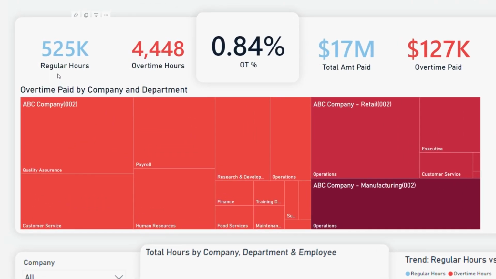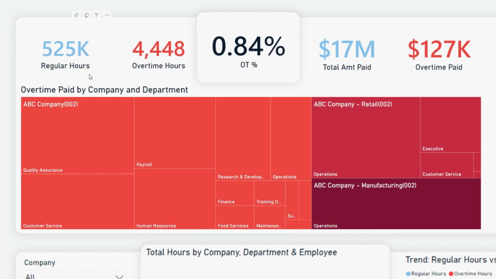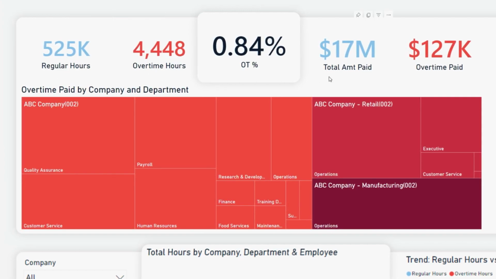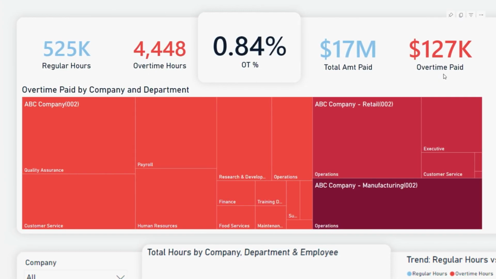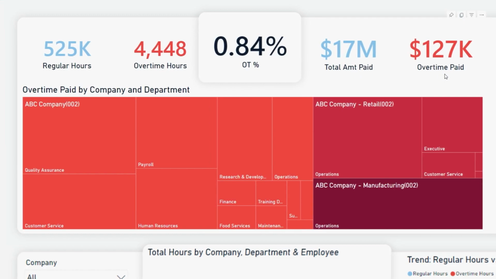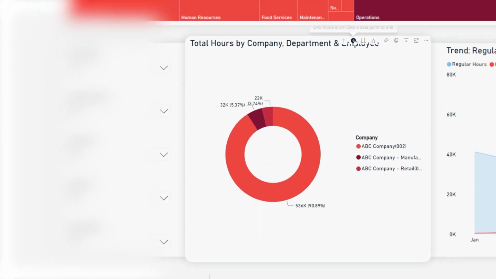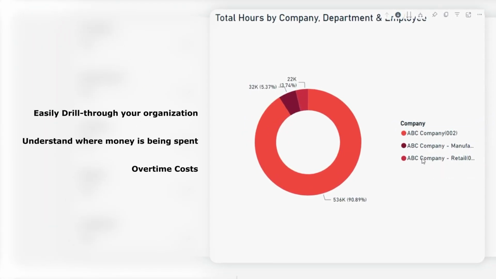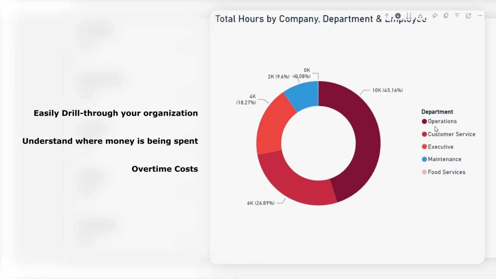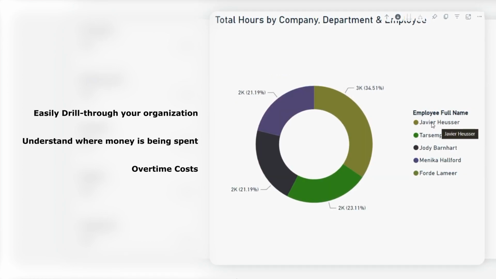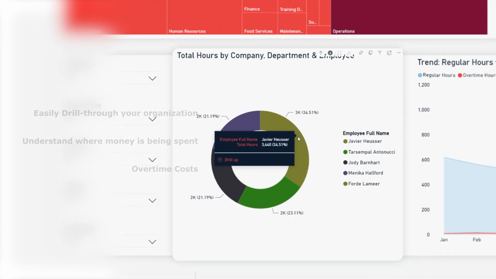You'll see critical data such as regular hours versus overtime hours, total payroll amount paid versus overtime amount, and soon we'll be releasing new metrics covering headcount and much more. You can easily drill through your organization from the company level right down to the employee level. Our payroll report lets you understand where your money is being spent.